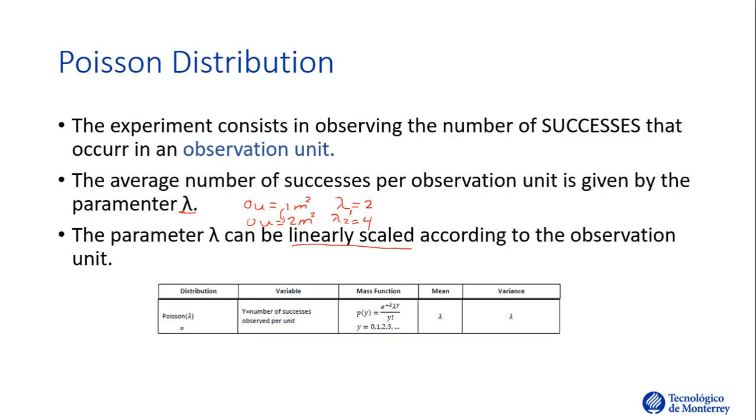For the Poisson distribution, the variable of interest is the number of successes observed per unit. And the probability mass function is this expression that you can see in here: e to the minus lambda times lambda to the y over y factorial. In this case, the support goes from 0 to infinity as well. And an important characteristic is that the mean, the average, and the variance are both just the parameter lambda.